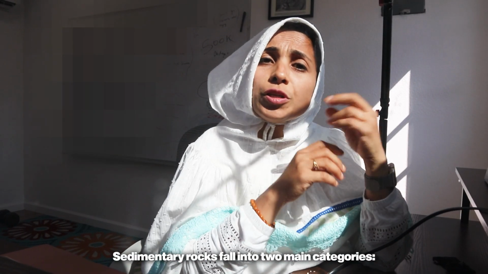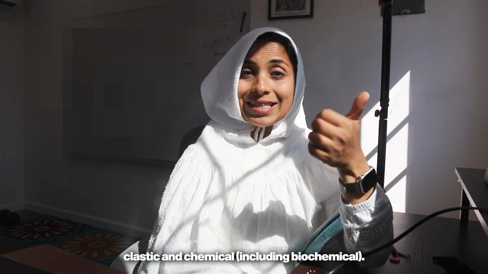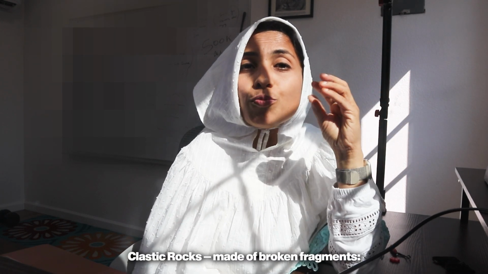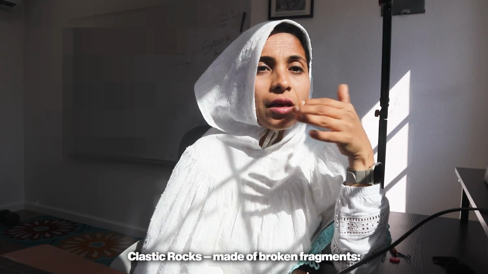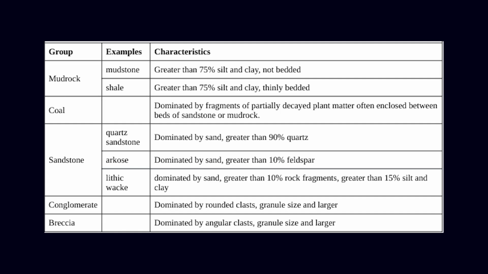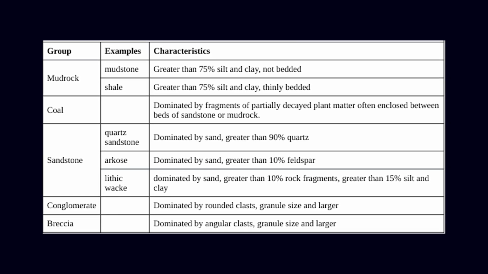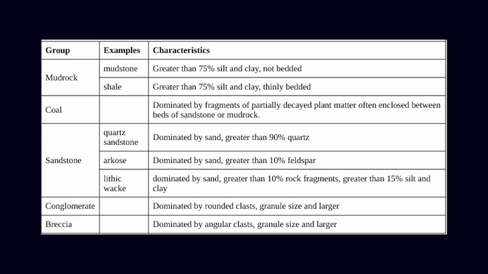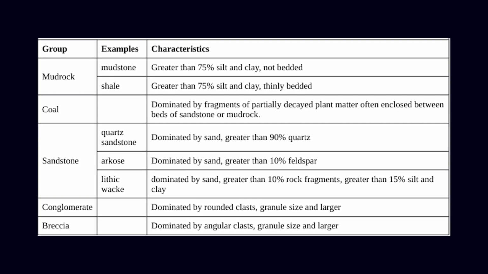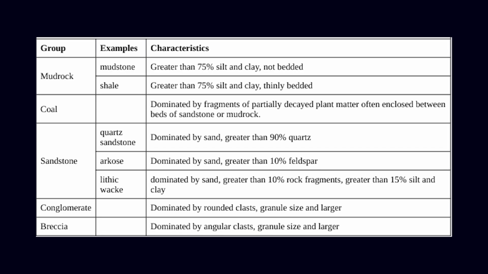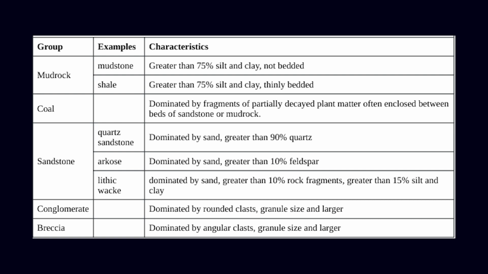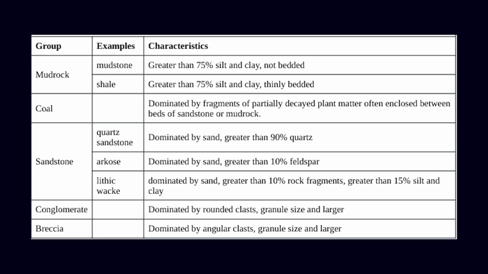Now, sedimentary rocks fall into two main categories: clastic and chemical, including biochemical. What are clastic rocks? They are made of broken fragments. Mud rocks, dominated by clay and silt: if laminated, shale; if massive, mudstone. Sandstone: quartz sandstone, arkose, which is feldspar-rich, and lithic wacke, with rock fragments. Conglomerates: coarse, rounded clasts transported far. Breccias: coarse, angular clasts deposited near source areas. Coal: organic fragments, often grouped with clastics.